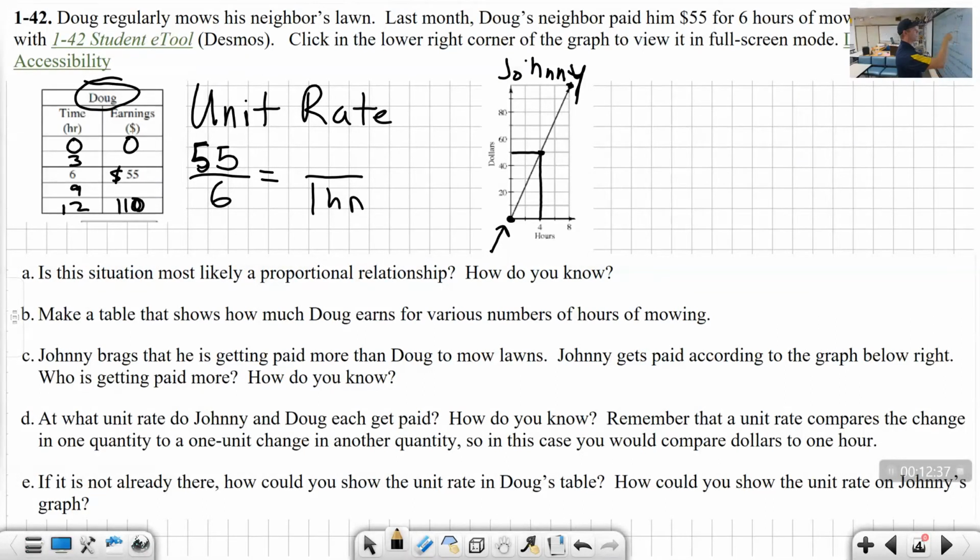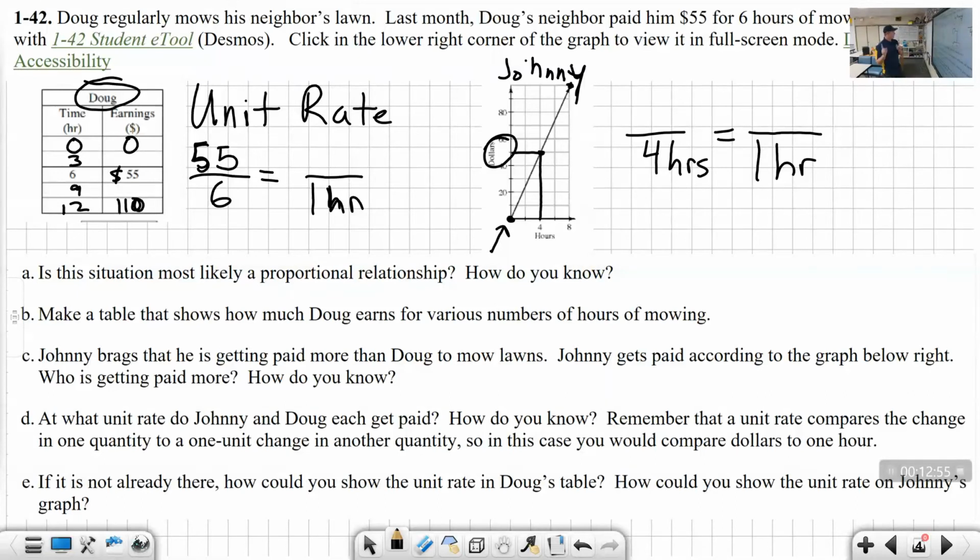For Johnny, we have this number divided by 4. Whatever this number is, divided by 4 hours. Turn that into a 1 hour fraction. Then you can compare to see who is getting paid more.